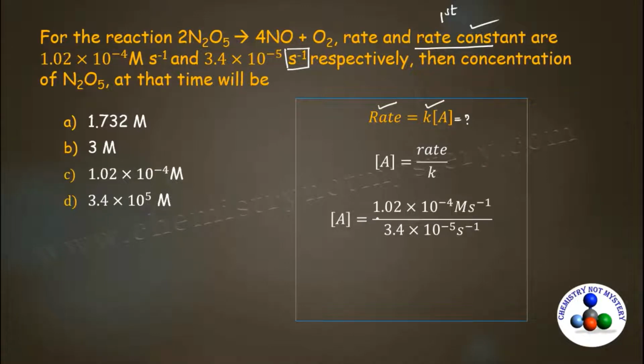A will be equal to 1.02 into 10 raised to minus 4 molar per second over 3.4 into 10 raised to minus 5 per second. So per second and per second will get cancelled out. And when you solve this equation, you will get A is equal to 3 molar. So the option B will be the right option for this question.